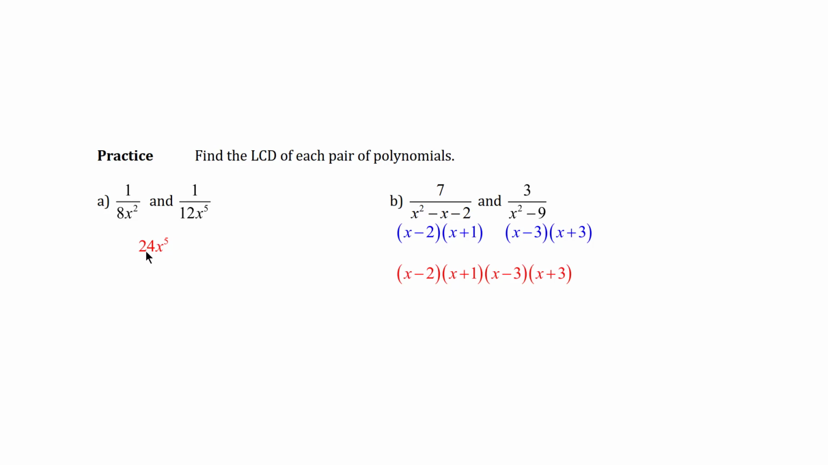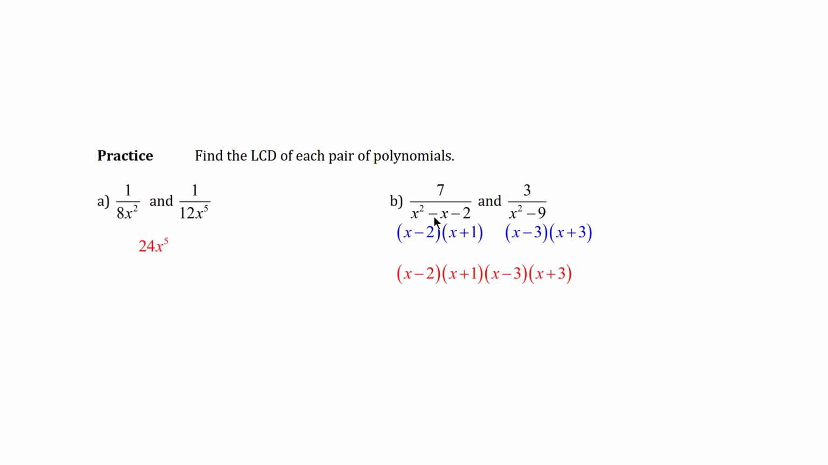Next, we move on to the x variable. We have x squared and x to the 5th power. We take the one with the larger exponent, so x to the 5th power is part of our LCD. Next, we just take the product of all the terms we found for our LCD, so we have 24x to the 5th power. Moving on to part B, we first factor each of the denominators.